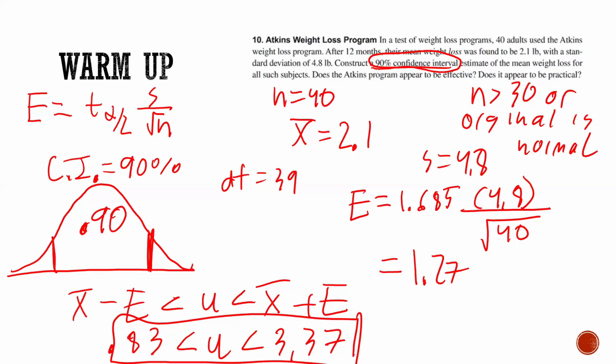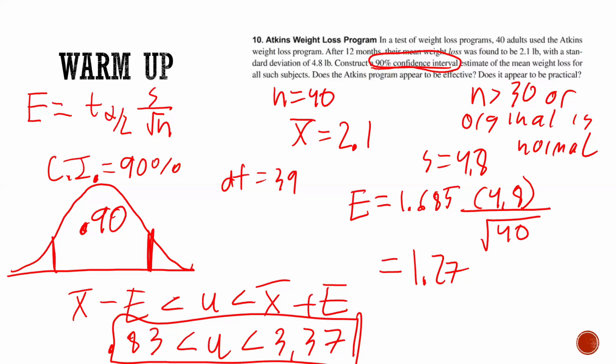So are we fairly certain that people who are on this diet actually lose weight? We are, because these are positive, right? If one of these numbers went into negative, right, or had 0 in the interval, we know that some people, like there's a 90% chance that somebody on that interval would be gaining weight.